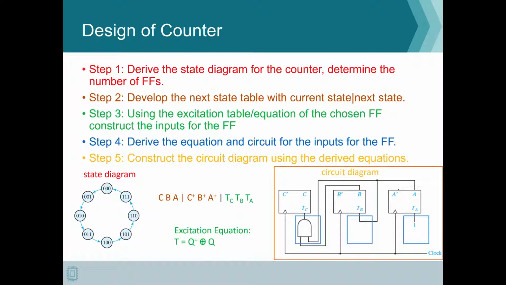So start with step 1, we need to derive the state transition diagram. This is not generally needed, but if you're trying to derive something from scratch, then it is a good idea to actually derive the state diagram. Next, we create a table with your current state and your next state.